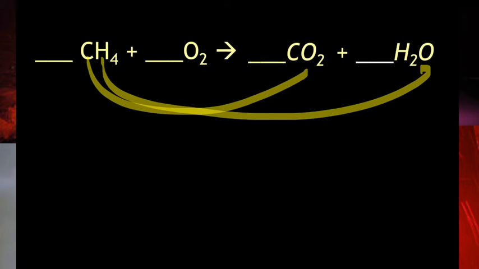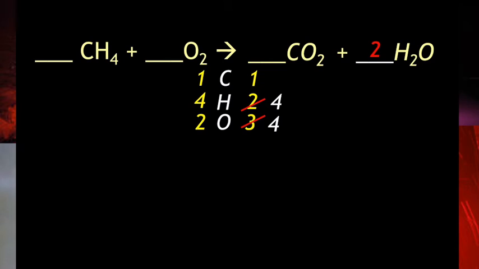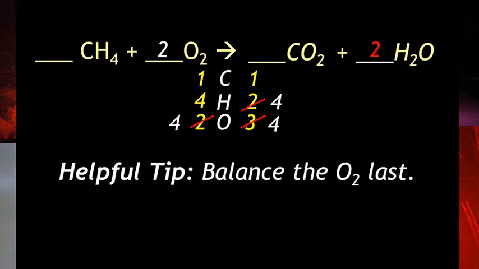Now pause the video for a second and try to balance this equation. Okay, so let's count from the left side. We have 1 carbon, 4 hydrogens, and 2 oxygens. On the right side, we have 1 carbon, 2 hydrogens, and 3 oxygens. So the first thing we're going to do is fix hydrogen, which will also help out with oxygen. We can now put a 2 on the left side next to our O2, and we can see that everything is balanced. So as a general rule with combustion reactions, we always want to balance the O2 last.